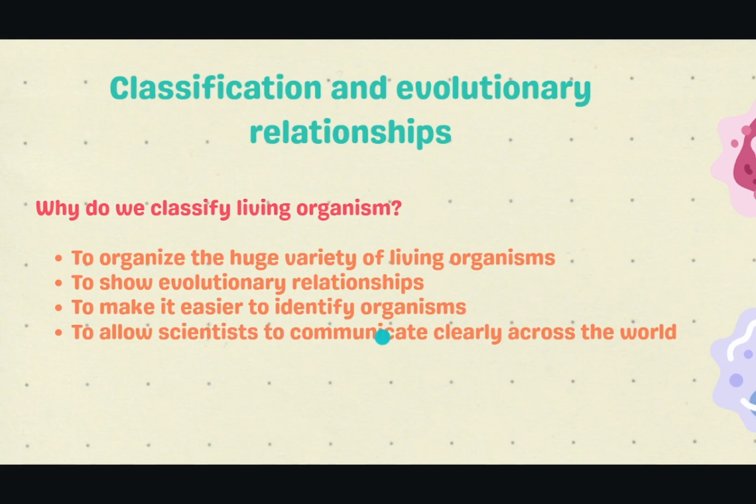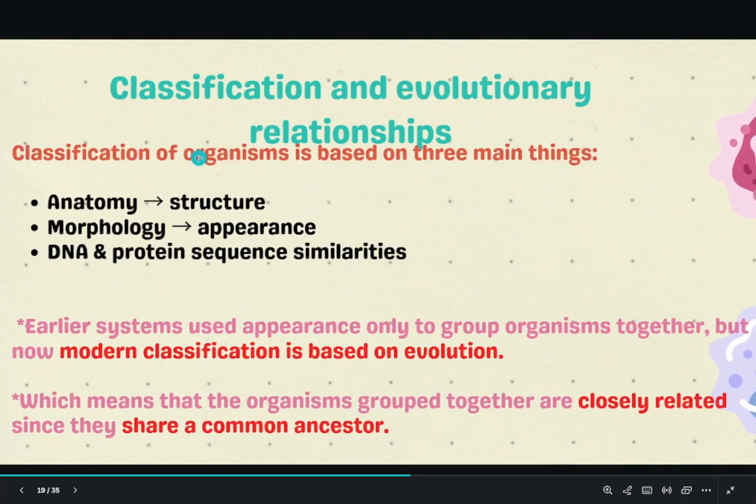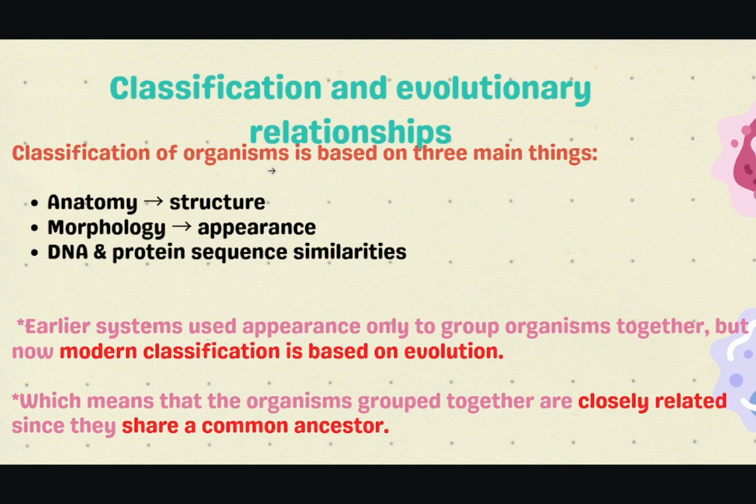And then, of course, to make it easier to identify an organism and allow scientists to communicate clearly across the world. Classification of organisms is mostly based on 3 main things: anatomy, morphology, and DNA protein sequence similarities. So what is anatomy? Anatomy is structure. Morphology is the appearance of how something looks, the observable features. And anatomy is more like the skeletal structure and everything. You don't need to go into much detail on these, but just know that classification is based on these three things.